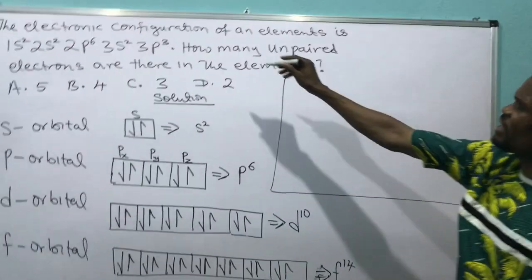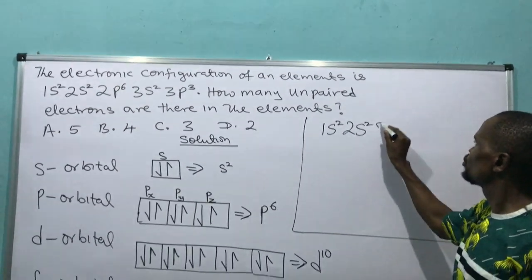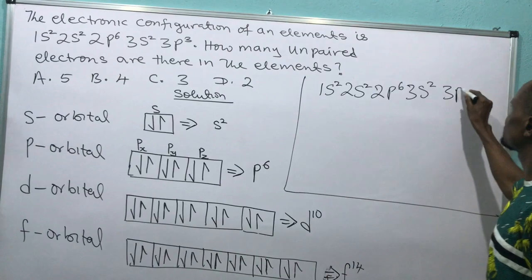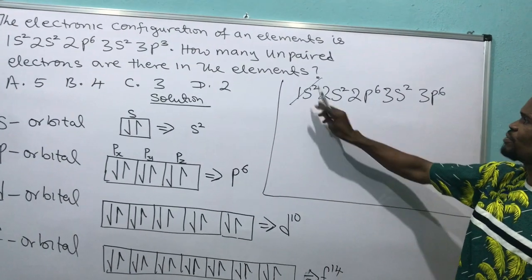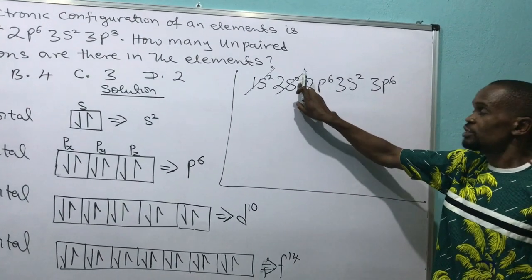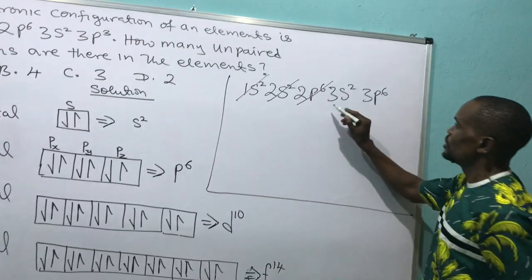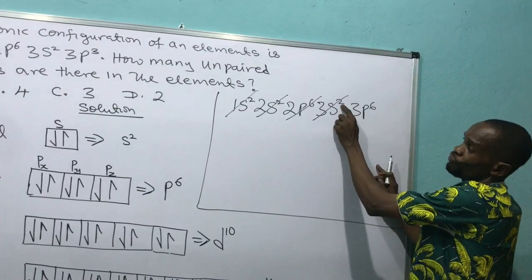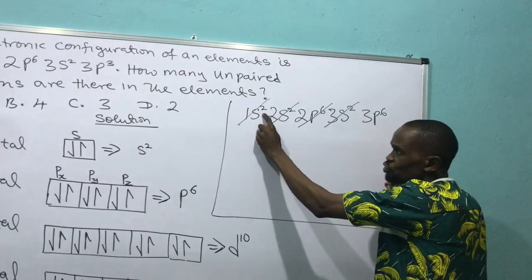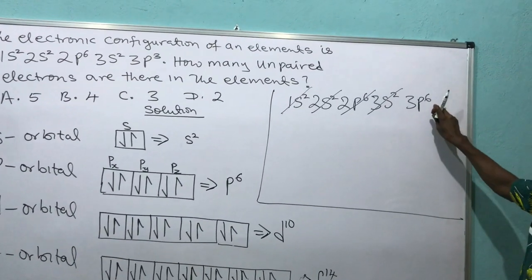Now, coming to the one they gave me. Look at the one they gave me here. They gave me 1s2, 2s2, 2p6, 3s2, 3p6. But look at it: this s orbital is filled up, complete, paired. This one is filled up. The 6 fills the p orbital. The 2 fills the s orbital. Then the remaining one, the last orbital here.